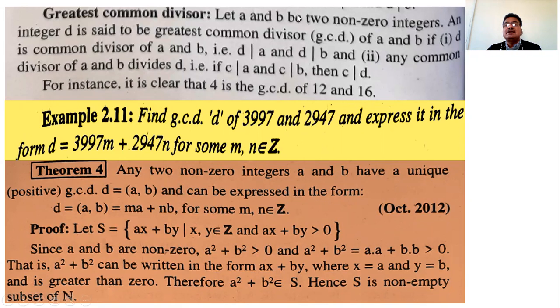Already the examples on this theorem have been observed, in which we find the greatest common divisor of two integers and express it in the form ma plus nb.